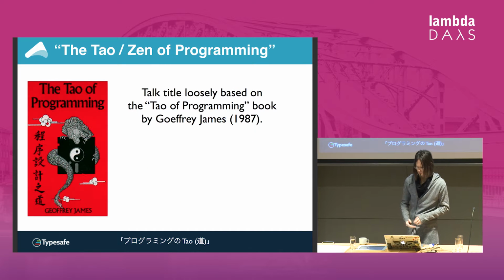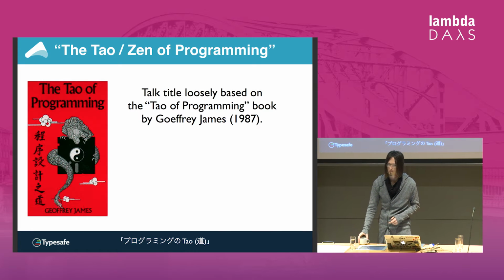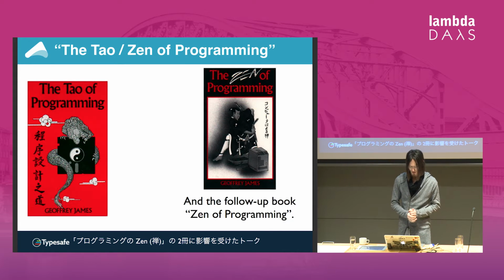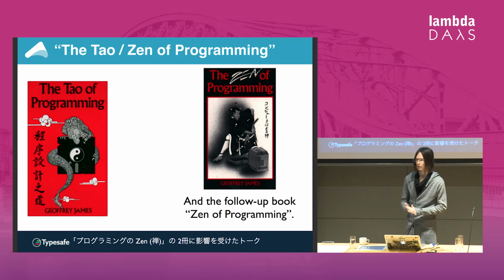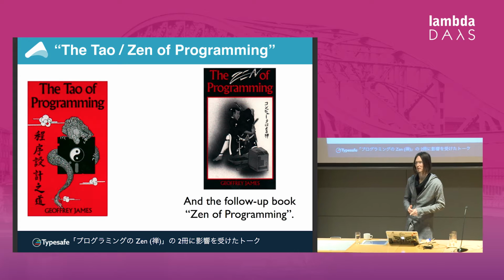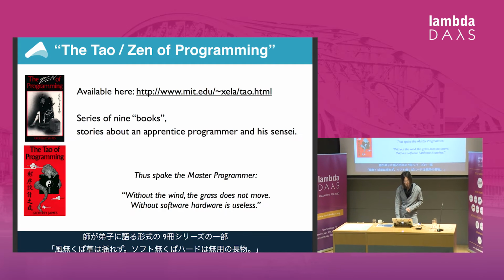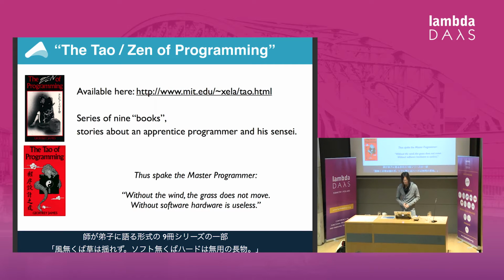So, the talk again is titled slightly after the Tao of Programming. So there's another one called the Zen of Programming. If you've seen the books, it's like a short story about the Zen master trying to teach his student about programming. So it's kind of hilarious. Usual quotes would be, "Without the wind, the grass does not move. Without software, hardware is useless." So quotes like that. So I thought, let's try to do it in the same vibe.